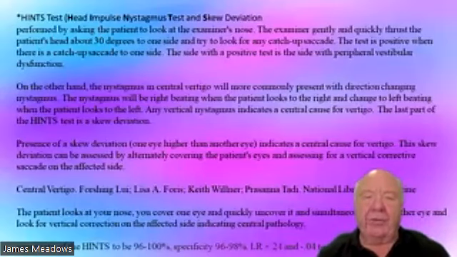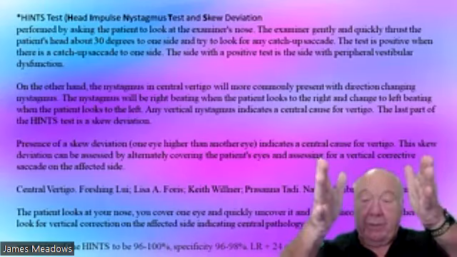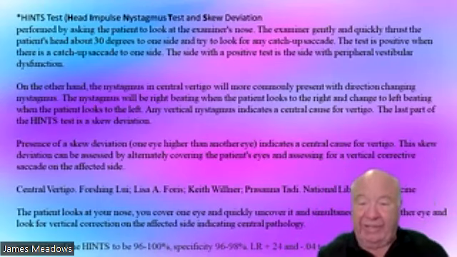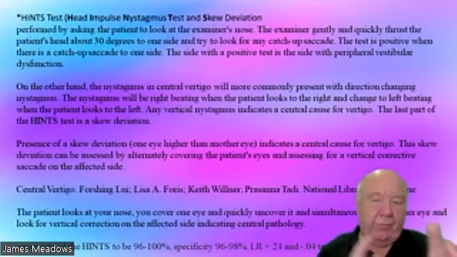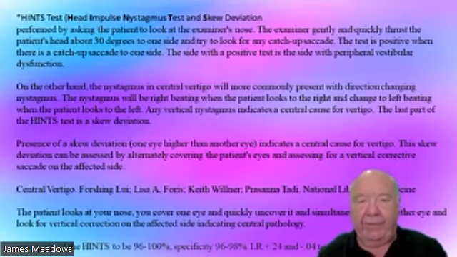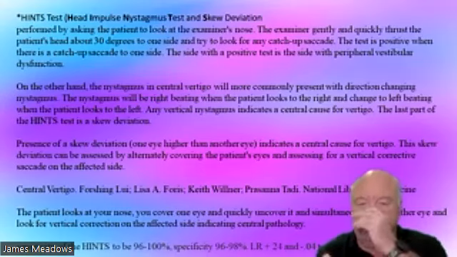HINTS is an acronym: Head Impulse, Nystagmus Test and Skew Deviation. Basically, you hold the patient's head in your hands that way. They look at the end of your nose and keep looking at it, and you gently but quickly turn the head about 30 or 40 degrees to the right and then to the left. And you look to see if you've got any jerks in the eye.